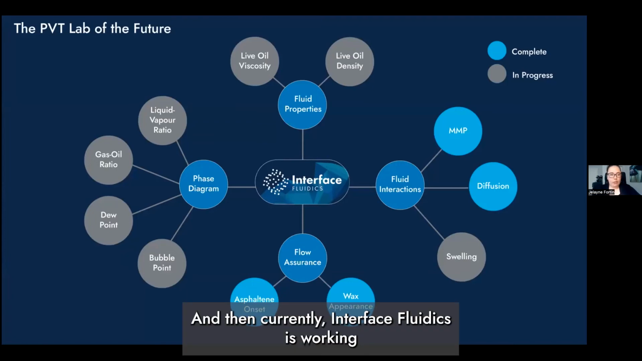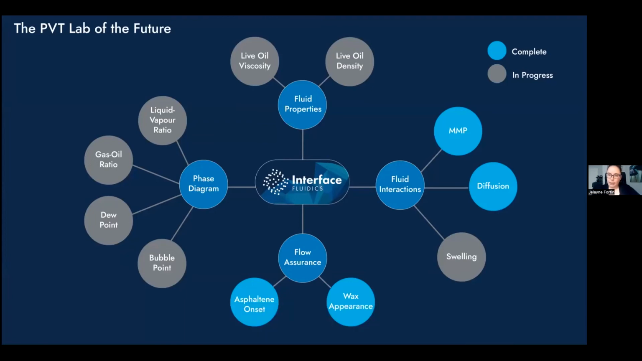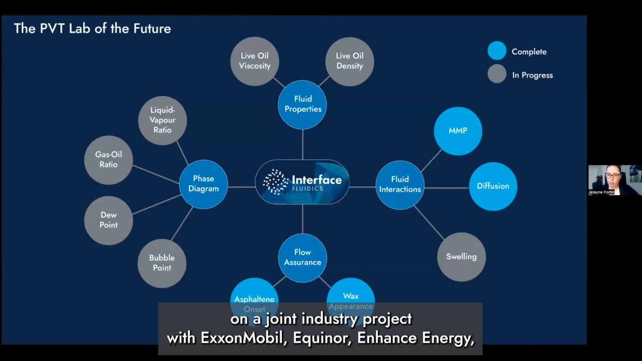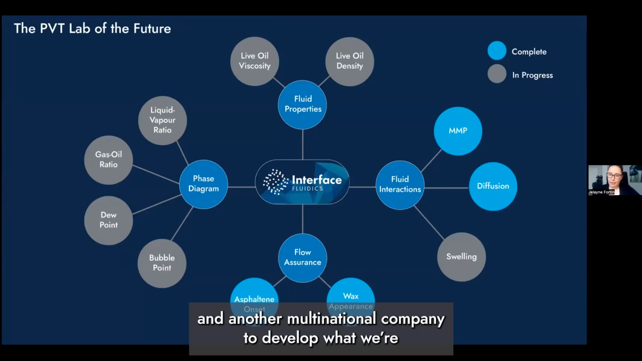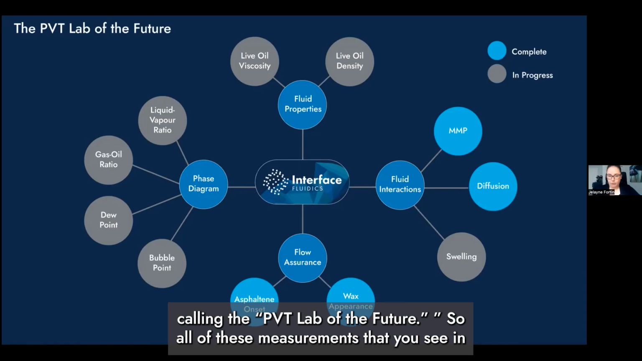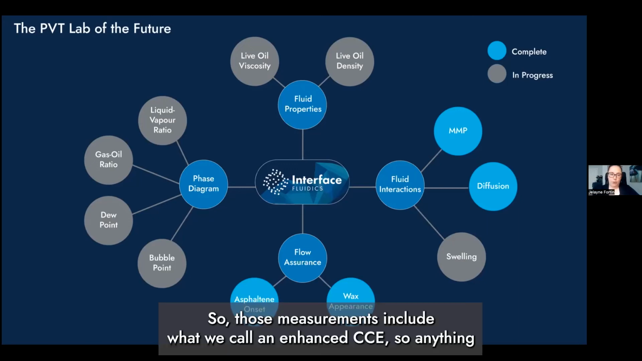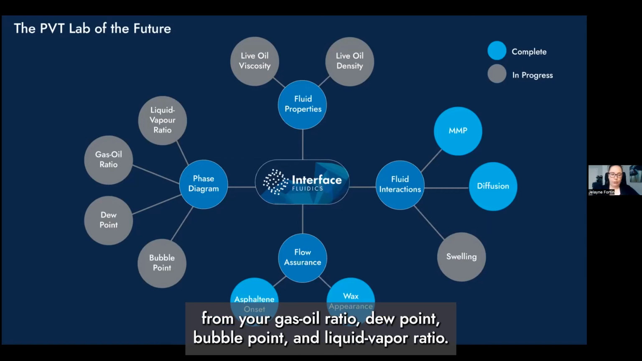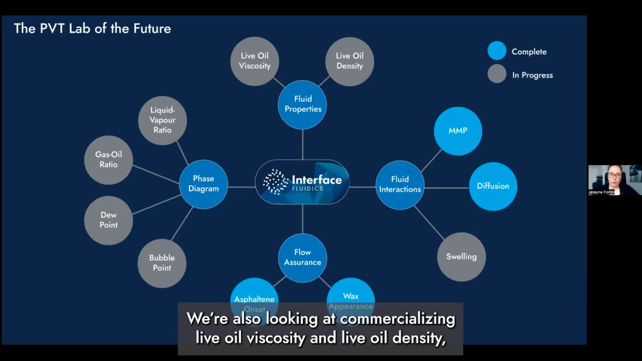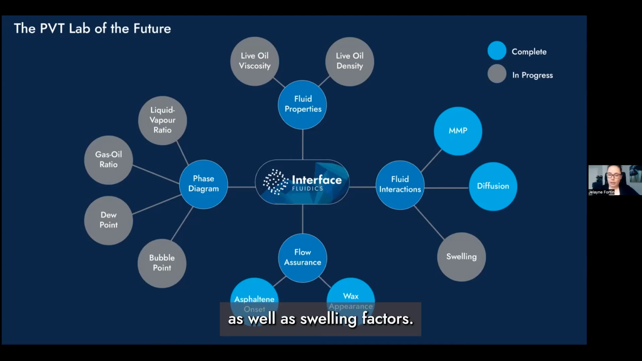Currently Interface Fluidics is working in a joint industry project with ExxonMobil, Equinor, Enhance Energy, and another multinational company to develop what we're calling the PVT lab of the future. All of these measurements that you see in gray on this slide, we plan to have fully commercial next year. Those measurements include what we call an enhanced CCE, so anything from your gas oil ratio, dew point, bubble point, liquid vapor ratio. We're also looking at commercializing live oil viscosity and live oil density, as well as swelling factors.